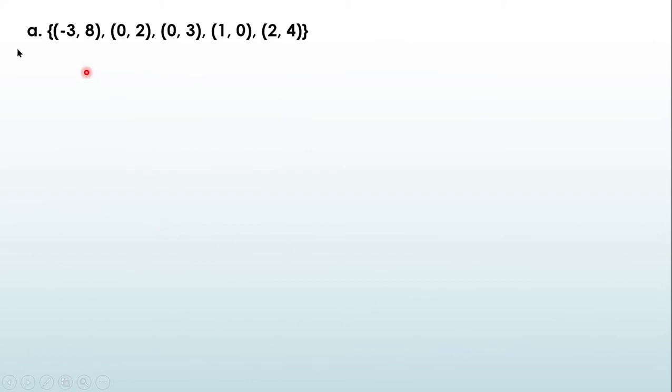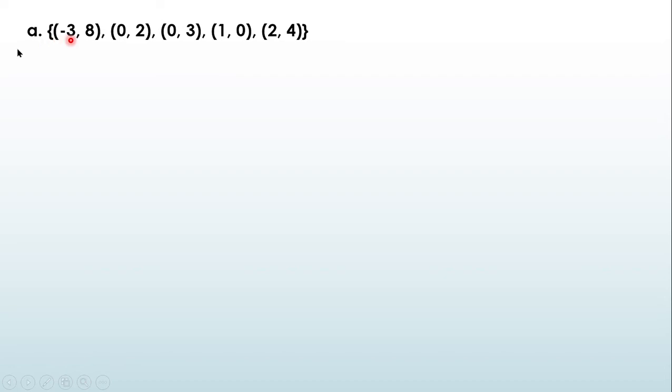Okay, so here we have letter A. We have coordinates (-3, 8), (0, 2), (0, 3), (1, 0), (2, 2), (4, ?). Right, so to determine if the given set of ordered pairs is a function or not, focus lang tayo sa domain or sa x value. So pag meron tayong nakitang domain na repeated or more than one, so the set of ordered pairs is not a function.